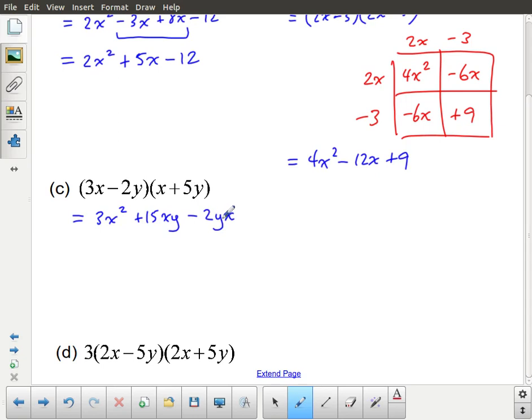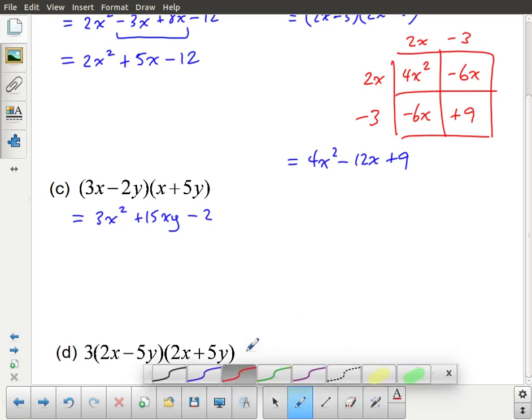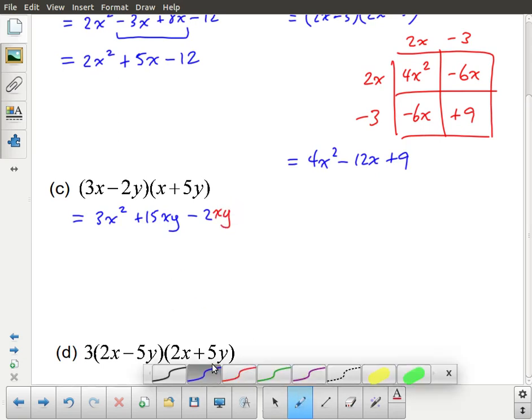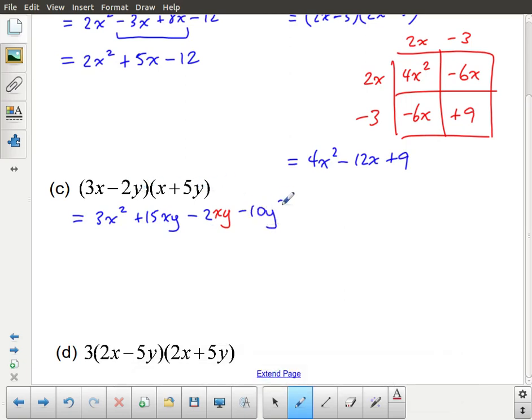But because multiplication is what's known as commutative, which means we can order it in any way that we want to, 2 times y times x is the same as 2 times x times y. So it's actually preferable to write this as minus 2xy. And then we've got the last terms, negative 2y times positive 5y. That's going to be minus 10y squared.